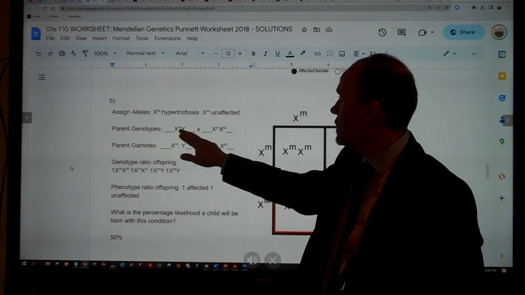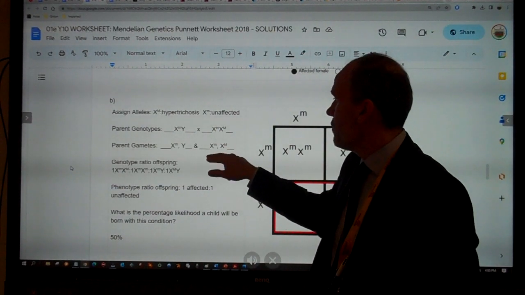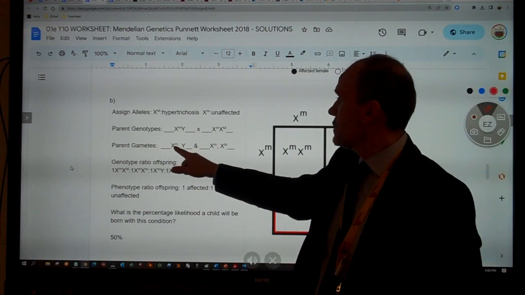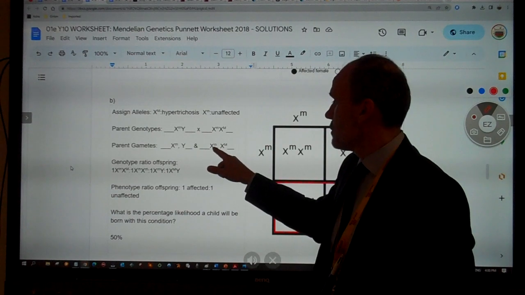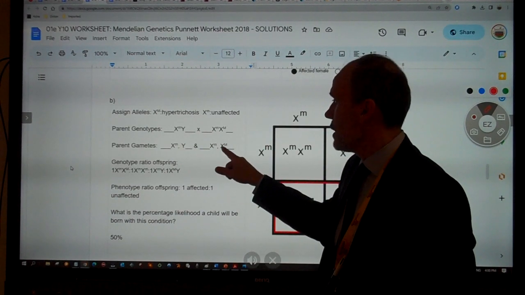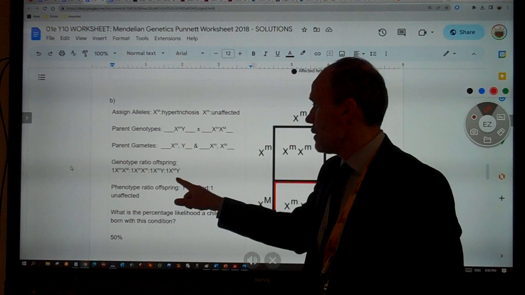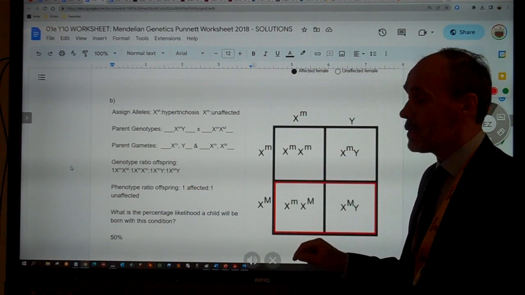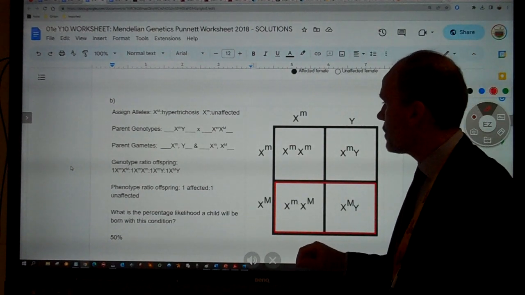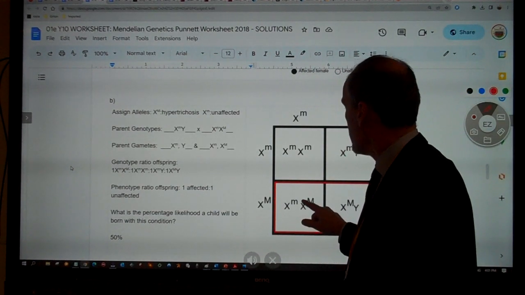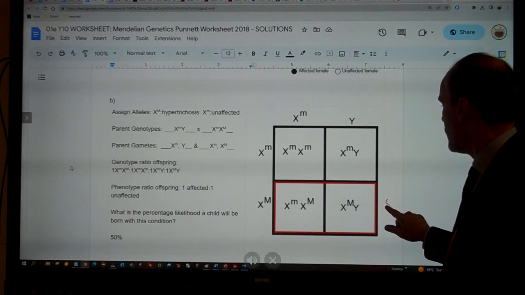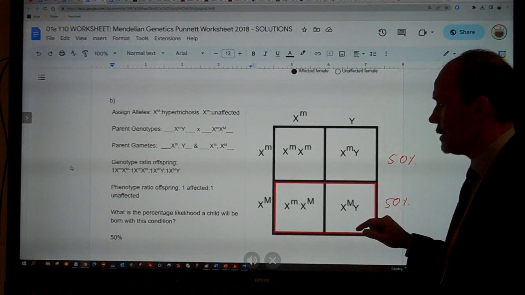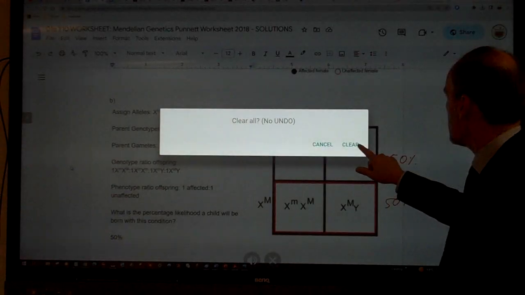So there are the parent genotypes that we just spoke about before, and of course the gametes that could be passed on would be X or Y, and with their respective alleles, little m from the father, little m and big M from the mother. There's our genotypic ratio. Again, it's 25% of each, which is pretty common with these types of conditions. And so the chance that a child will be affected is 50% chance affected, 50% chance unaffected. Okay.